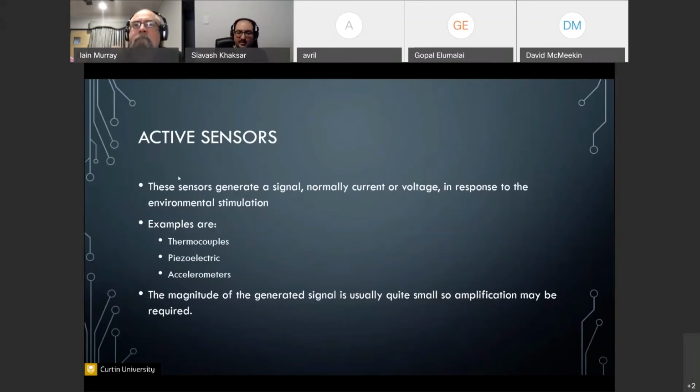Examples of these active sensors are thermocouples, piezoelectrics, and accelerometers. The magnitude of the generated signal is usually quite small, so amplification is something that we might need with active sensors, and we'll talk about that a bit more later on.